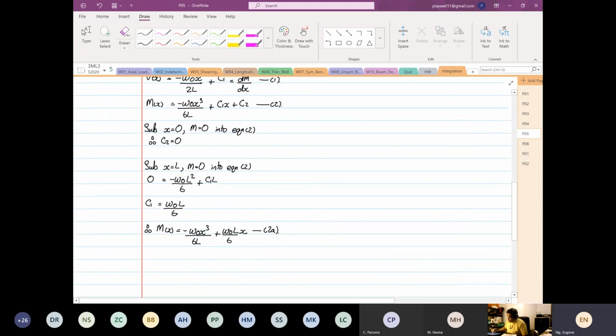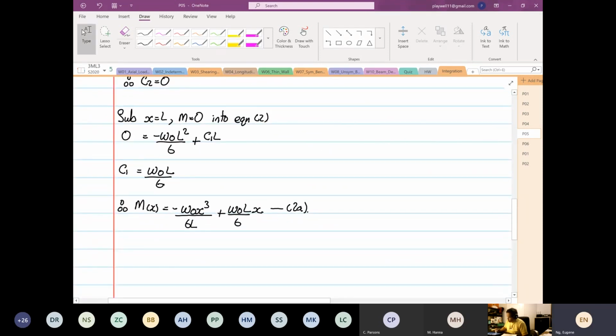When you substitute x equal to L, this whole expression is also equal to 0. It exactly fits our boundary condition.